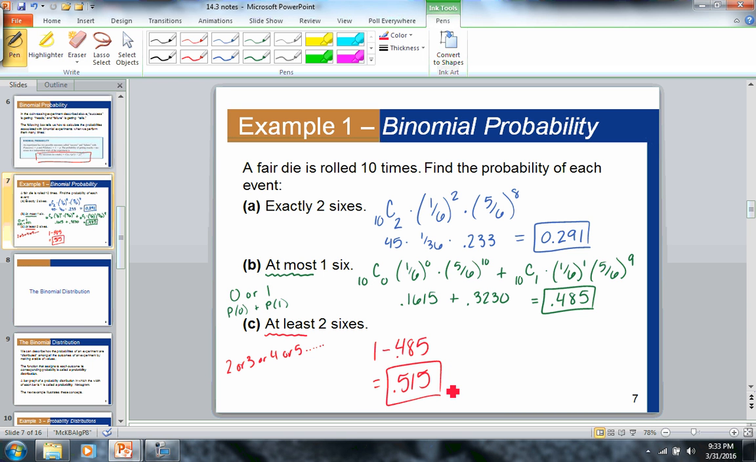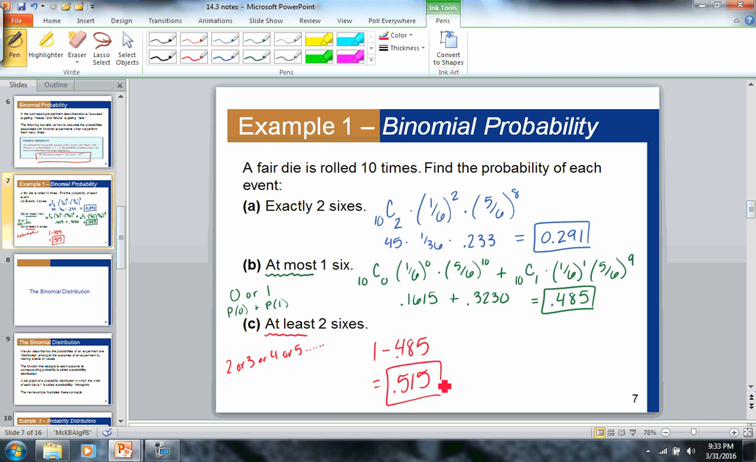So there I'm using my complement to make that work a lot faster to calculate. Because it's way more complicated to find the probability of rolling a 2 or a 3 or a 4 or a 5 all the way up through 10 when I can do the opposite of that and find what it is to roll 0 or 1, which I did in part B, and then just subtract that from 1, 100%, and I'll find my probability.